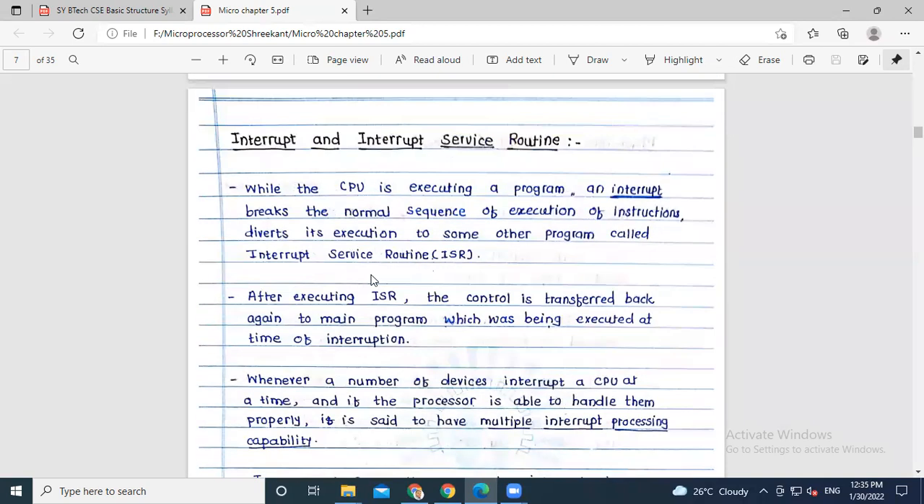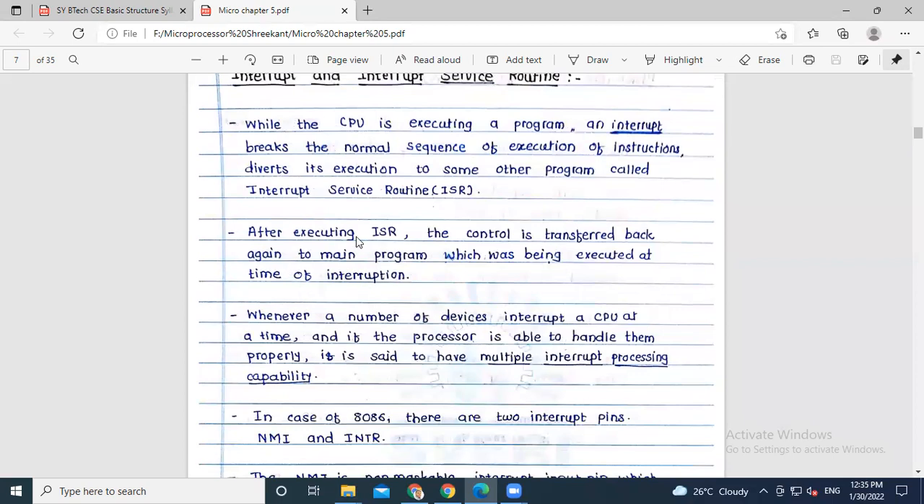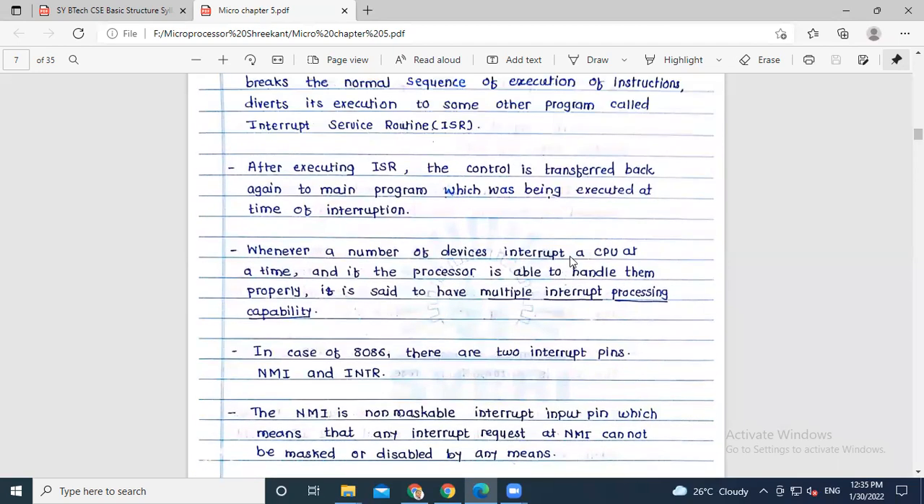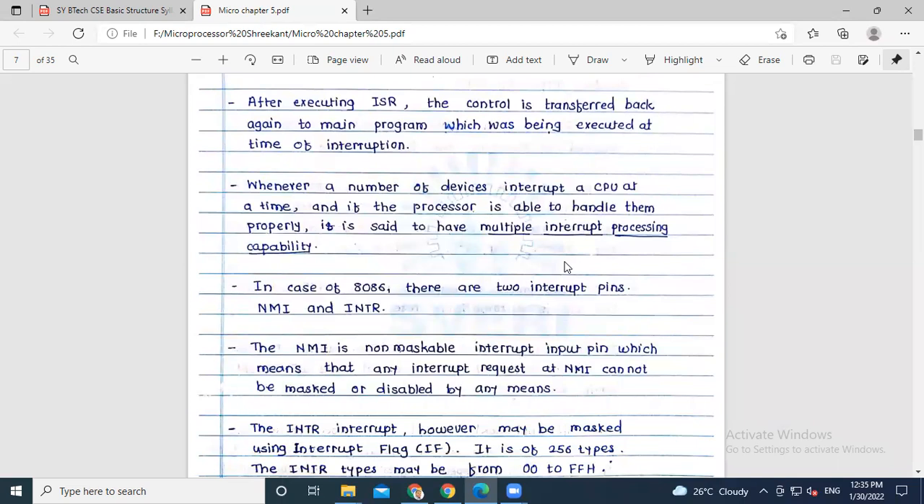Okay, so for the interrupt service routine, I have to mention some points here. After executing the ISR, the control is transferred back to the main program which was being executed at the time of interruption. Whenever a number of devices interrupt the CPU at a time, and the processor is able to handle them properly, it is said to have multiple interrupt processing capability. So the ISR has multiple interrupt processing capability, handling more than one interrupt at a time.